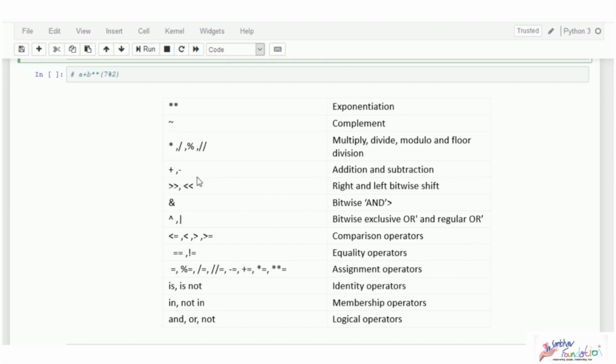And as I said, we don't usually use the bitwise operators, so you can ignore these. So all you need to remember is your comparison followed by your equality and then your identities, and at last you have your logical operators.